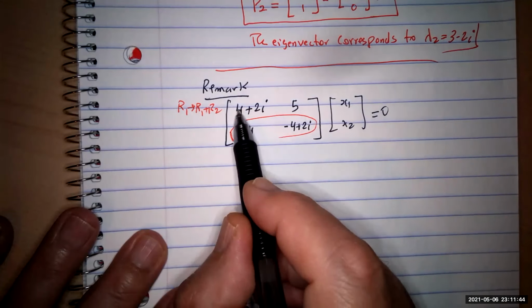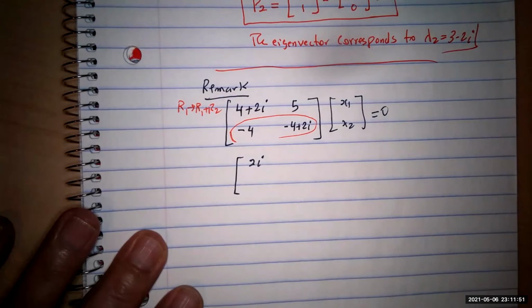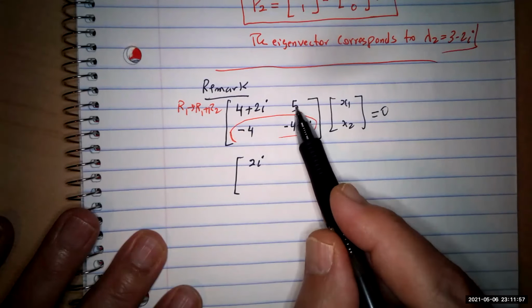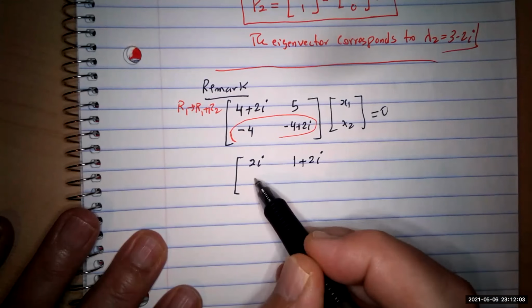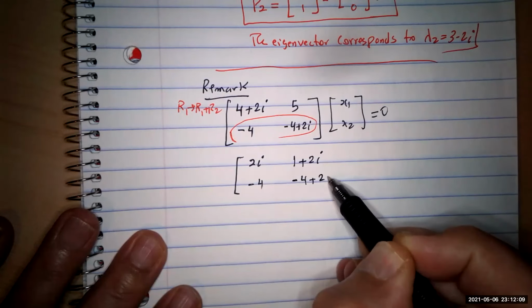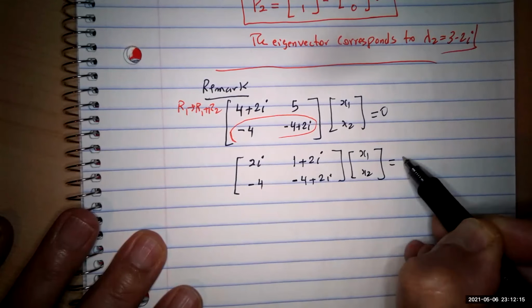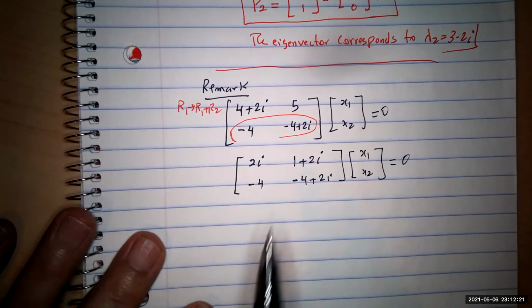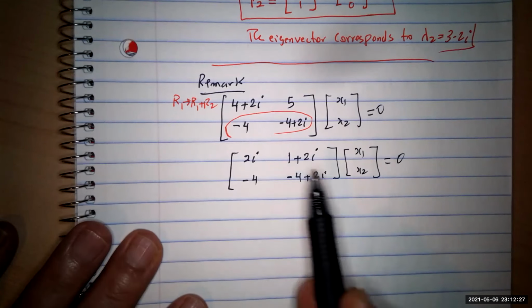Negative 4 and positive 4 cancel out, so I end up with 2i. Then I add these together: a negative 4 and a positive 5 give you 1, so it's going to be 1 plus 2i. Over here we have a negative 4, and we get negative 4 plus 2i, times x1 and x2, which is going to be 0. This is another option. Then you have to make this one into 1 if you like, by dividing by 2i.